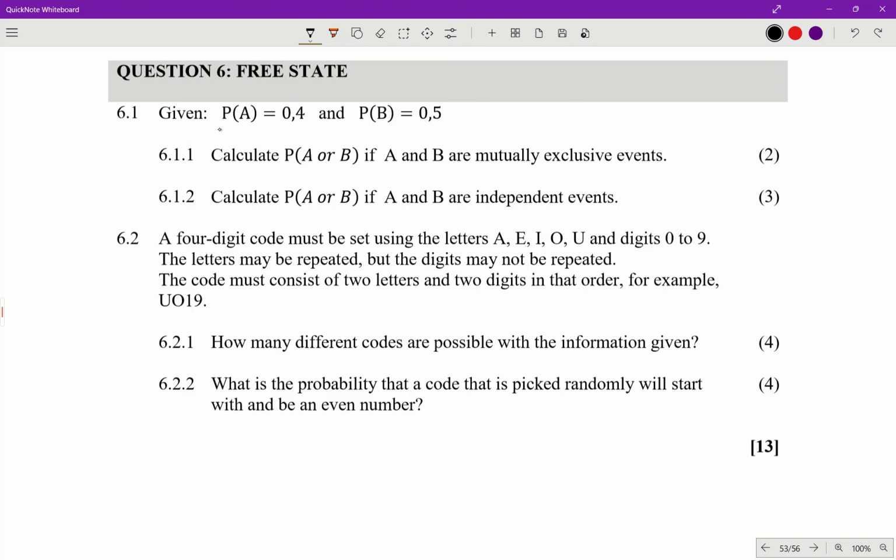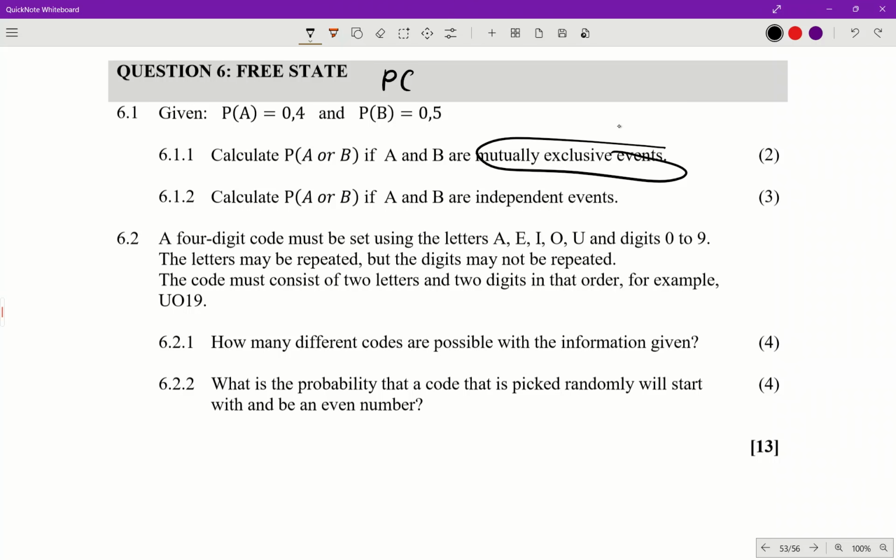You're welcome, guys. So now, given that the probability of A is that, probability of B is that, calculate the probability of A or B if A and B are mutually exclusive. Mutually exclusive, guys, this is the golden rule. Whenever you're dealing with it, please write it down. Maybe you know the rule.